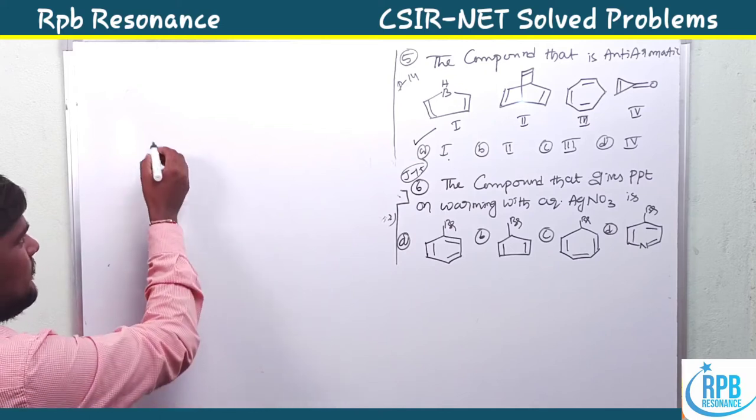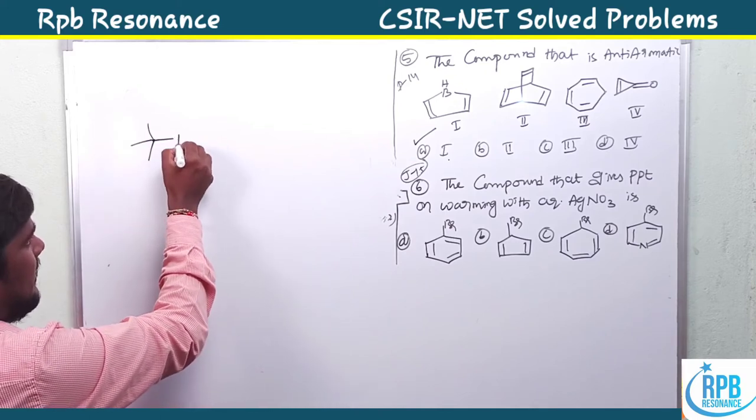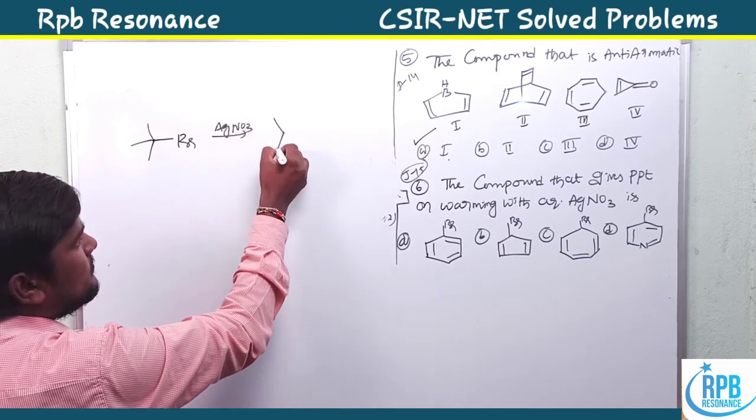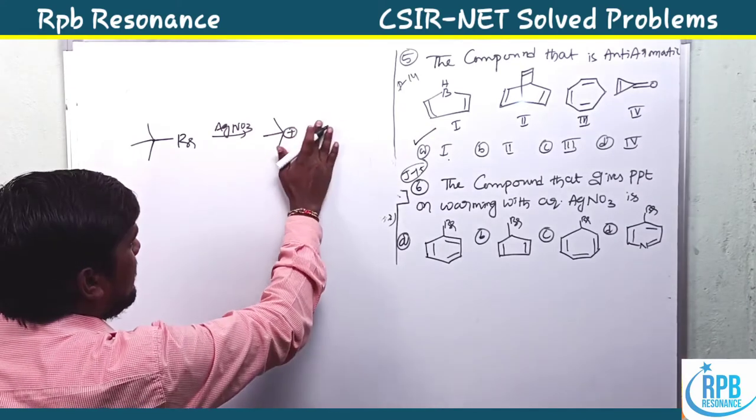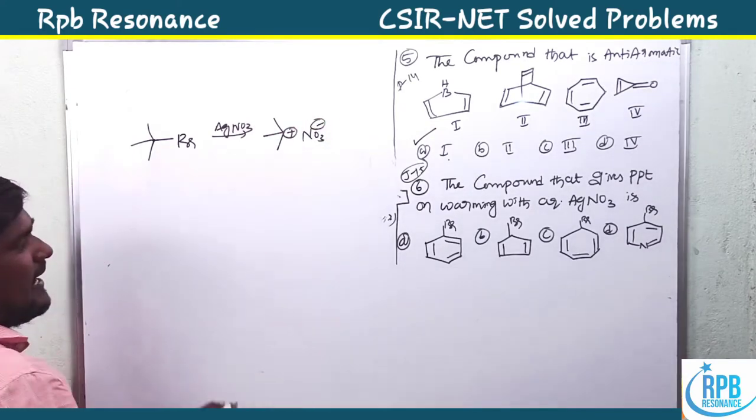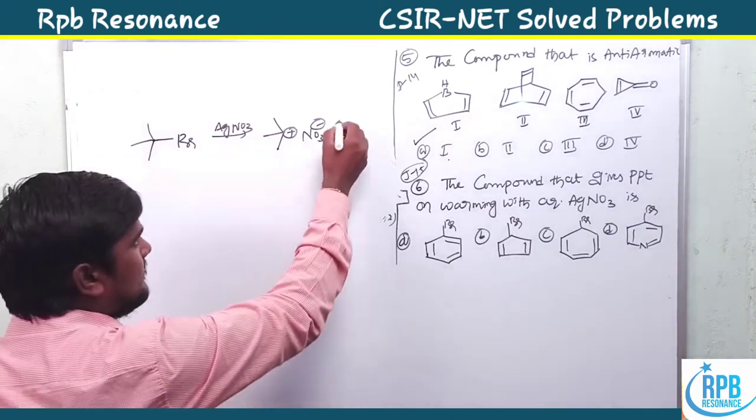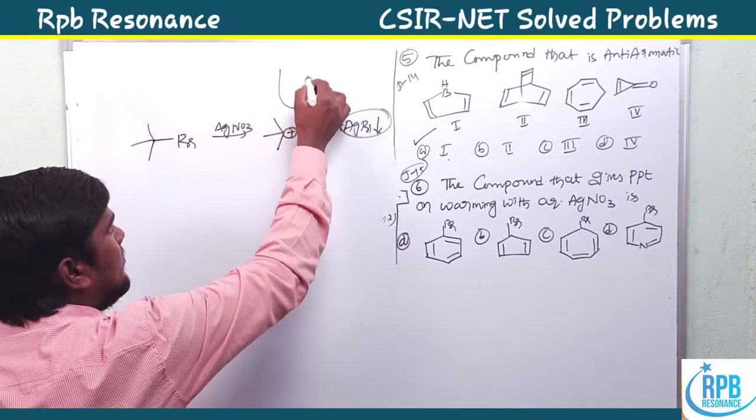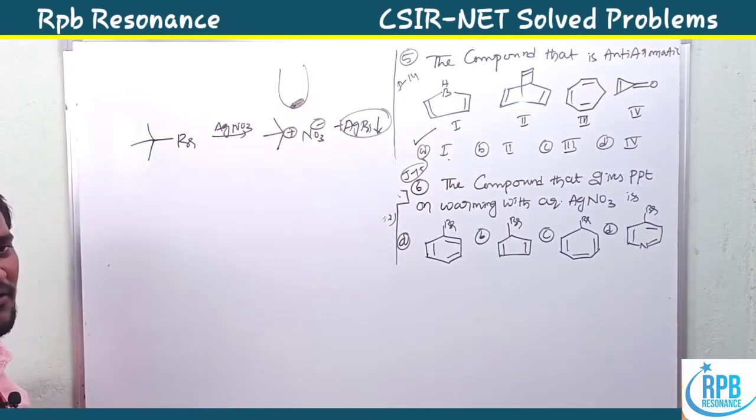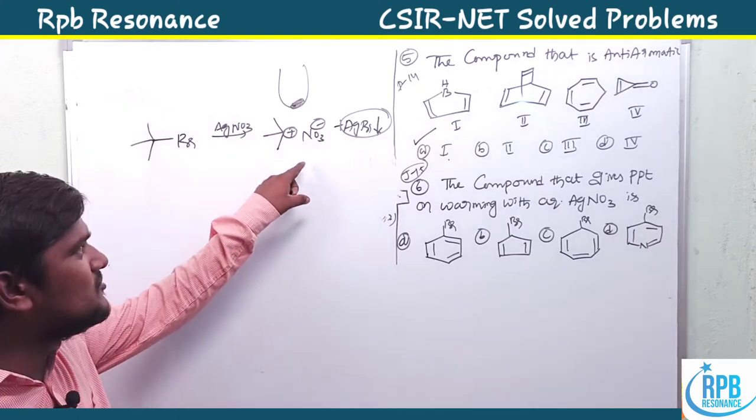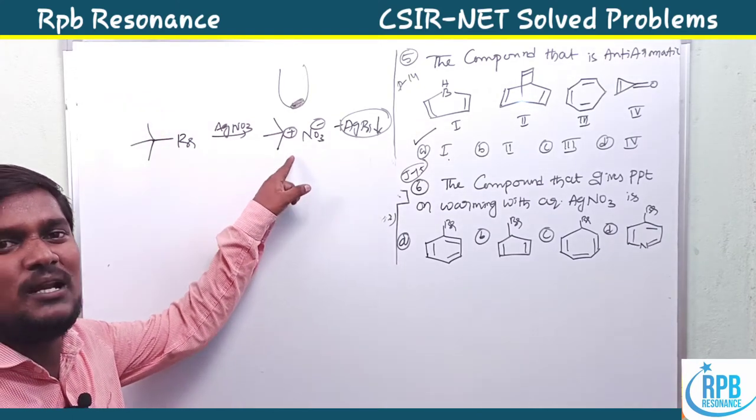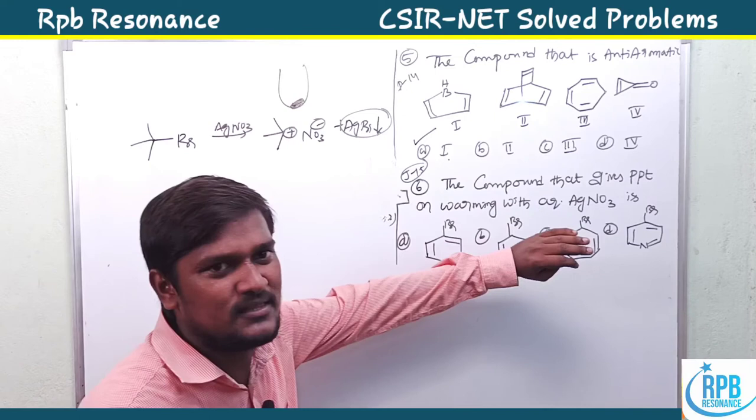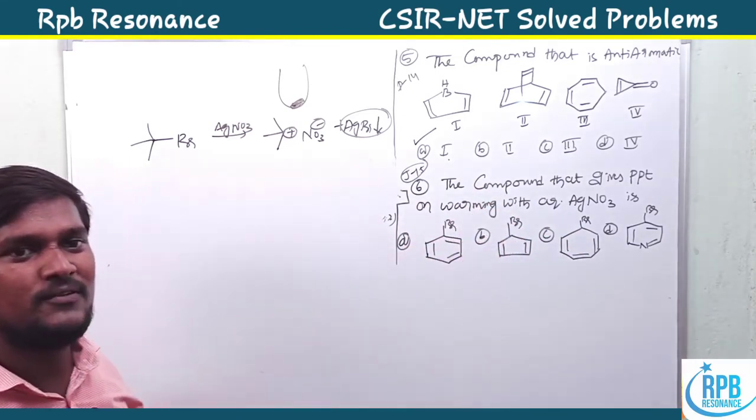Now let us take an example. Here it is tertiary butyl bromide, which is treated with silver nitrate. It produces the corresponding carbocation, along with the nitrate ion, plus AgBr. This AgBr will be precipitated at the bottom of the test tube or reaction vessel. So whenever a compound gives a more stable carbocation, that system will readily give the precipitation reaction with AgNO3.